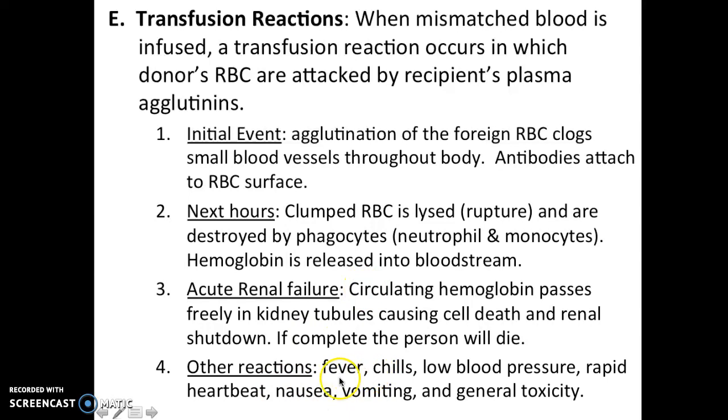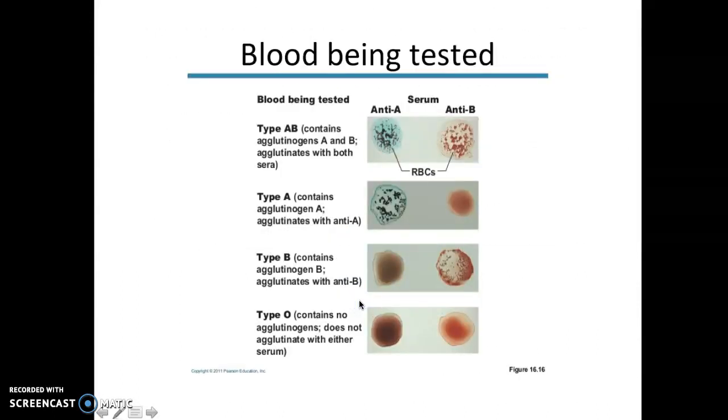Other reactions, these things are not fatal, obviously, and it would be temporary until your body gets everything back to normal. But fever, chills, low blood pressure, rapid heartbeat, nausea, vomiting, and general toxicity. So this is just reiterating why it's so important that we know what our blood types are, because this will occur. If you get the wrong blood type, you can cause acute renal failure.